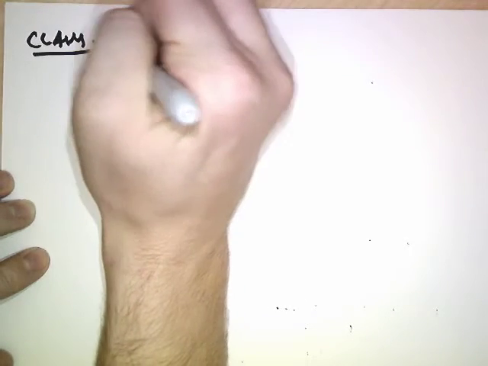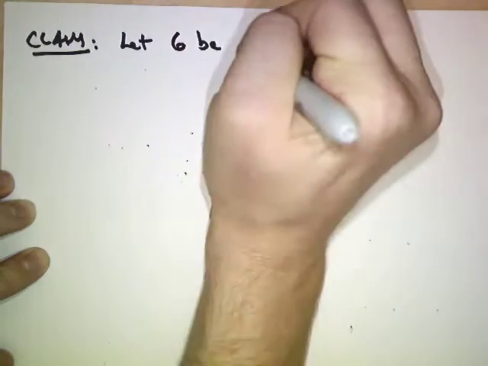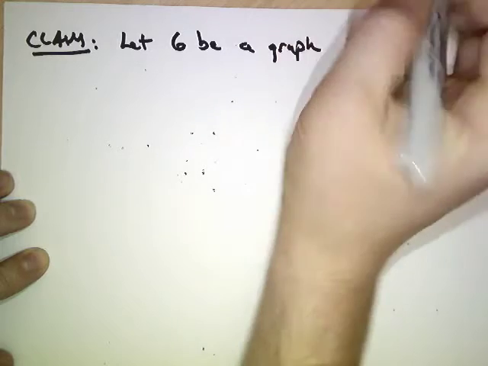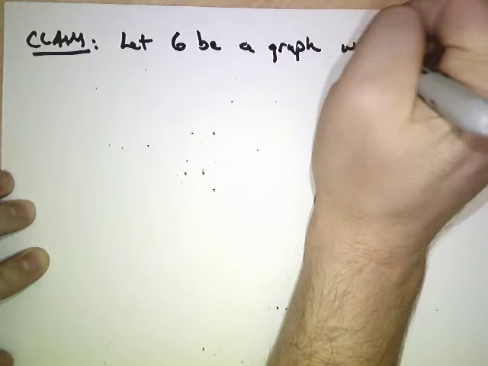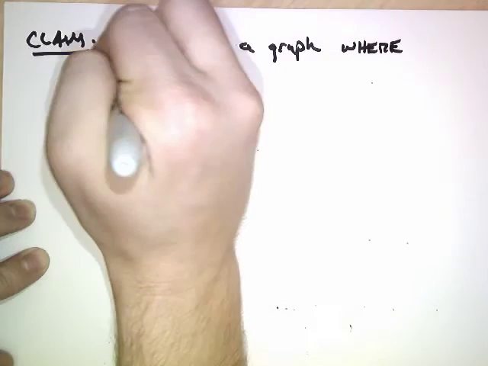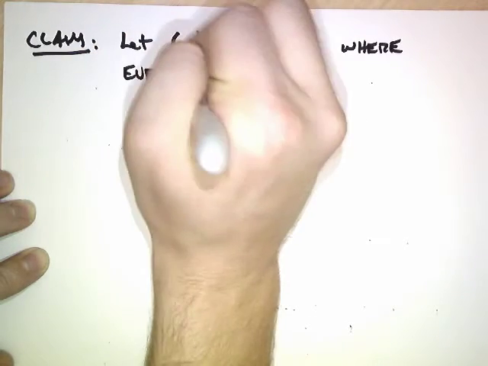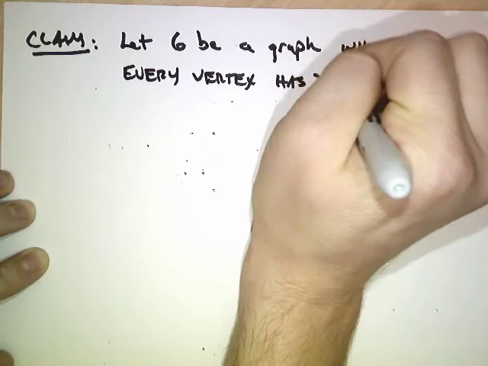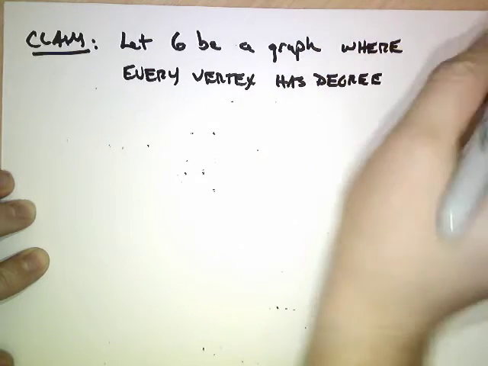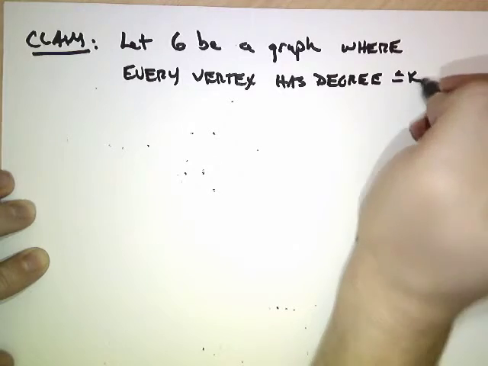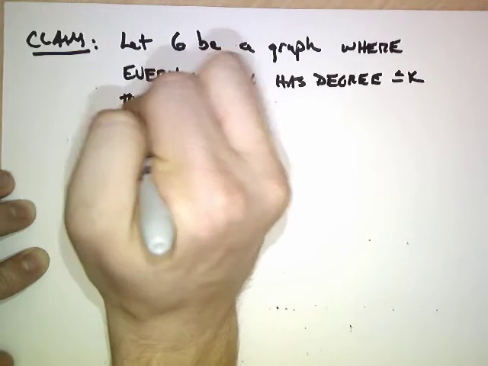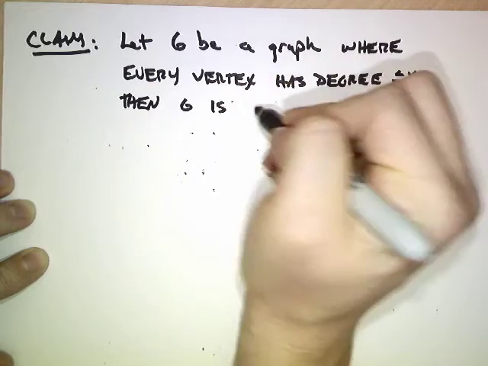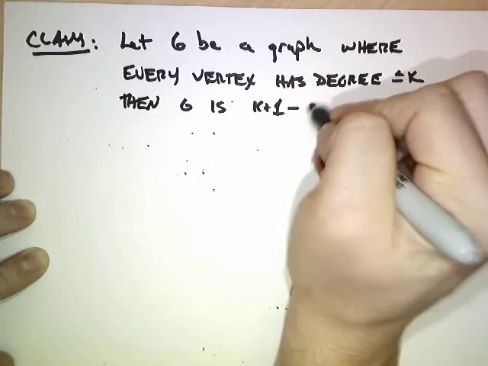Let's prove an even more interesting claim about graphs. Let G be a graph where every vertex has degree less than or equal to k. Then the claim is that G is k plus 1 colorable.